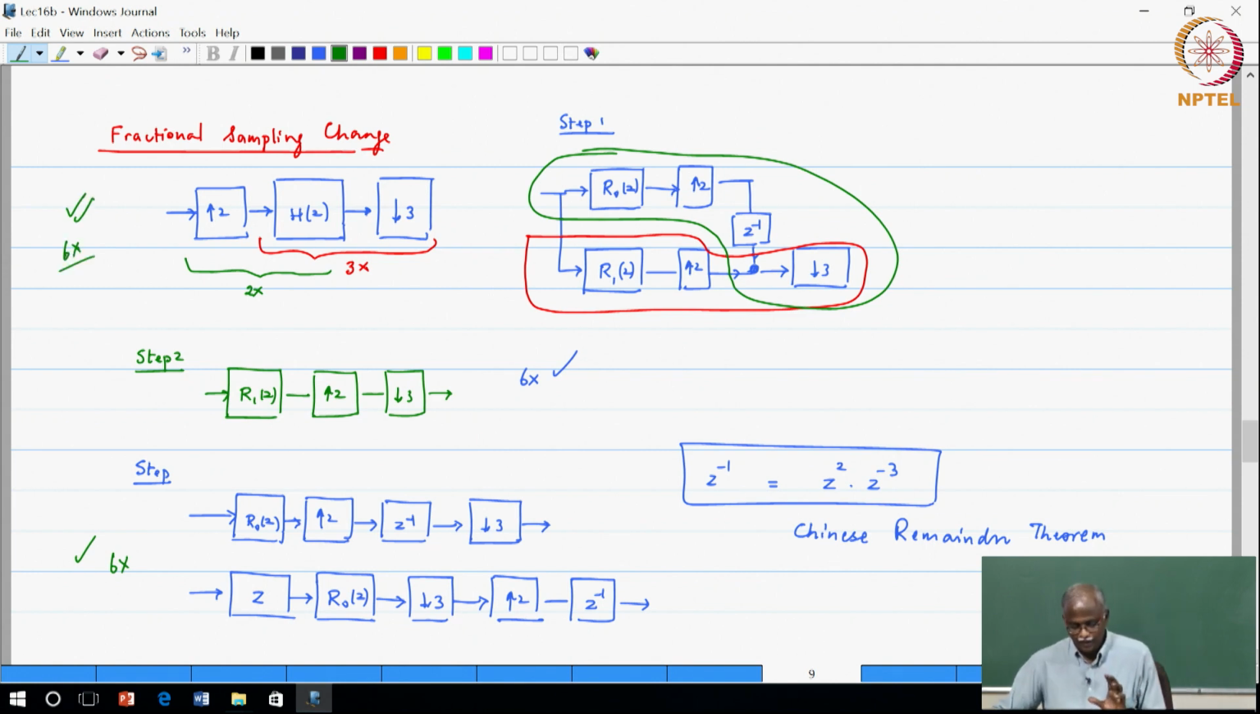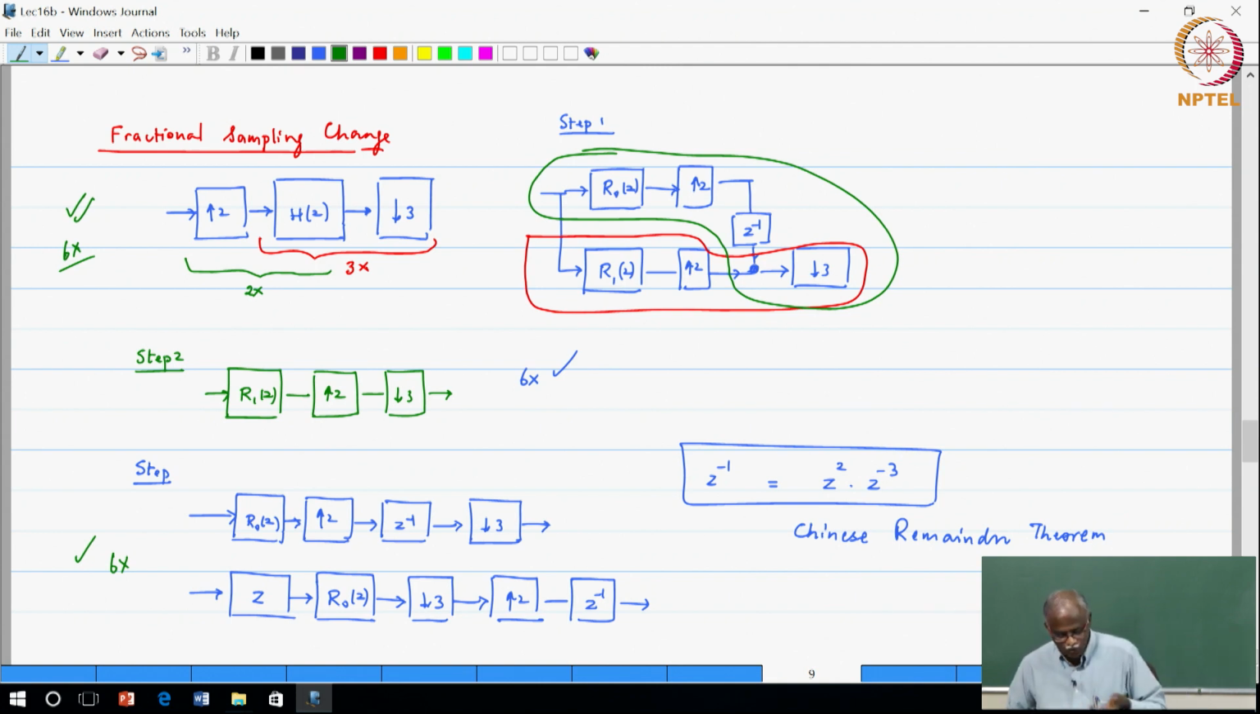So, that is a very good question. If you have upsample by L, downsample by M, they are relatively prime, only then will you be able to interchange them. Then these delays, if they are in the range 0 to M minus 1, let us say, the Chinese remainder theorem says that I can always write it as a combination of some multiple of L and some multiple of M, and you will always be able to interchange. That is a very good question.